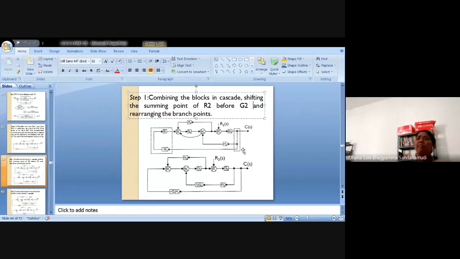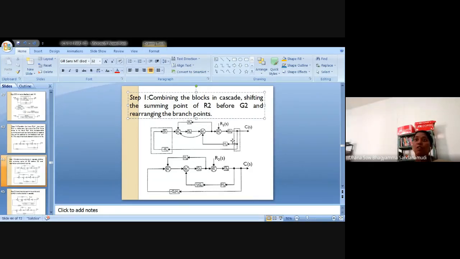Number of steps may vary from one student to another student. It depends. If you want fewer steps, then you will perform more operations in each step. So here in step number 1, I have performed 3 operations. One operation is I have combined these two blocks. I will get minus G1 H1. I have split the branch points here. So simply I have rearranged.